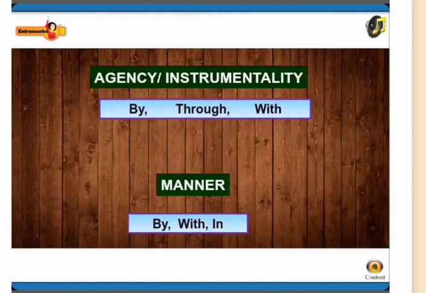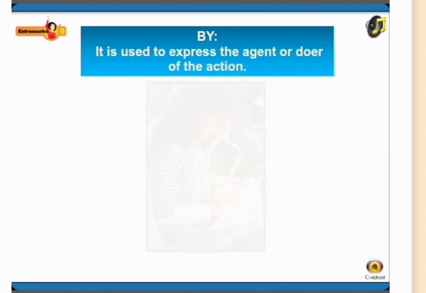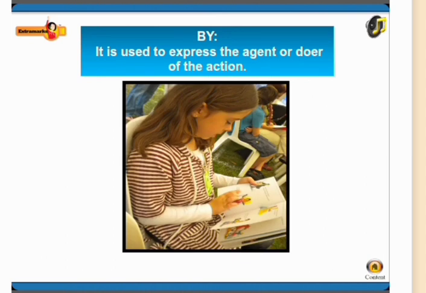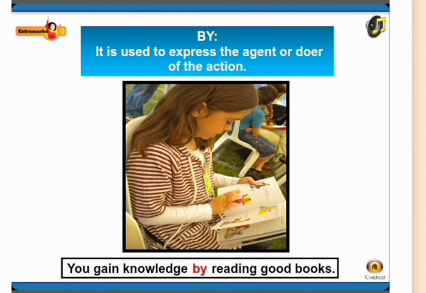Some prepositions of agency or instrumentality are at, by, through, and with. Some prepositions of manner are by, with, and in. By. It is used to express the agent or doer of the action. For example, you gain knowledge by reading good books.